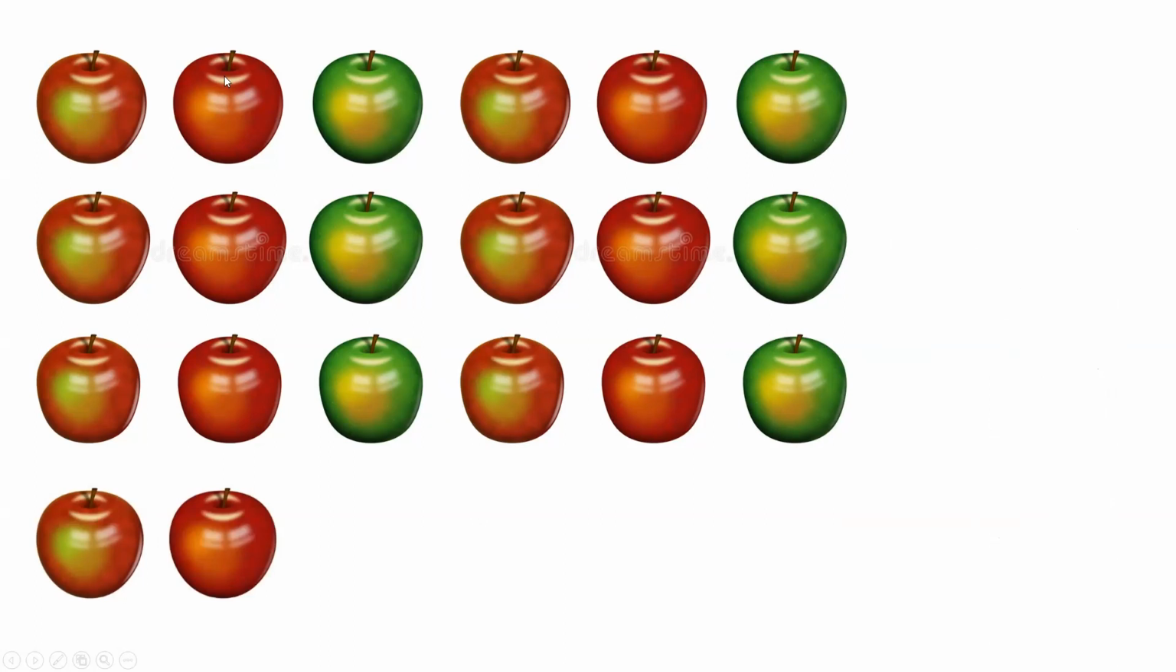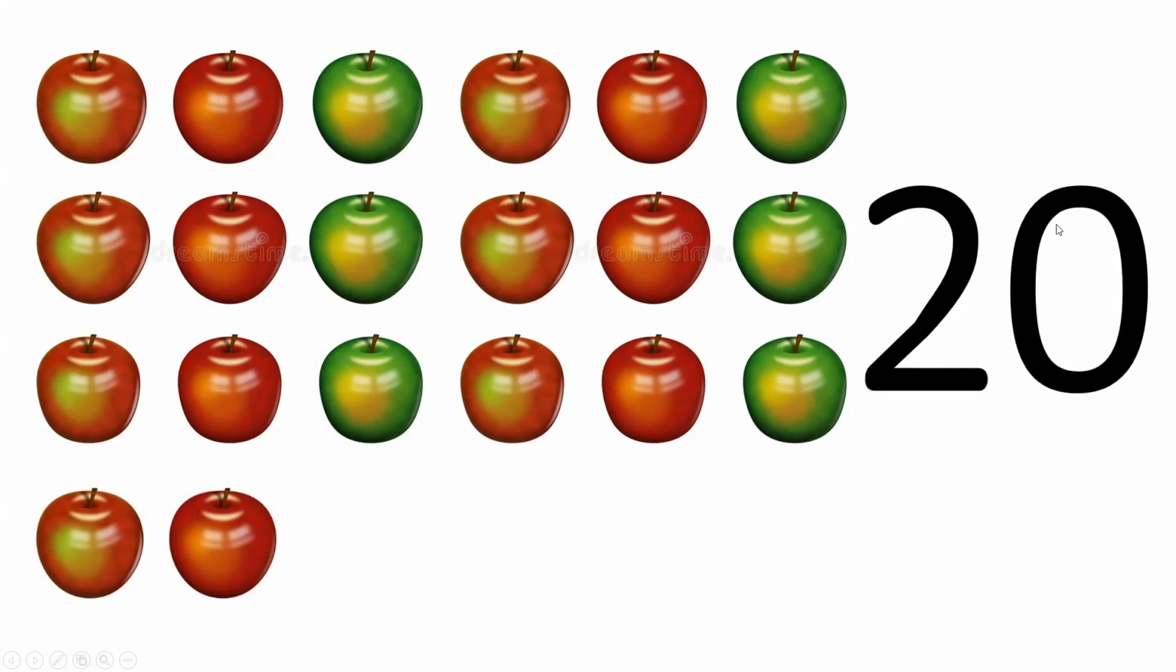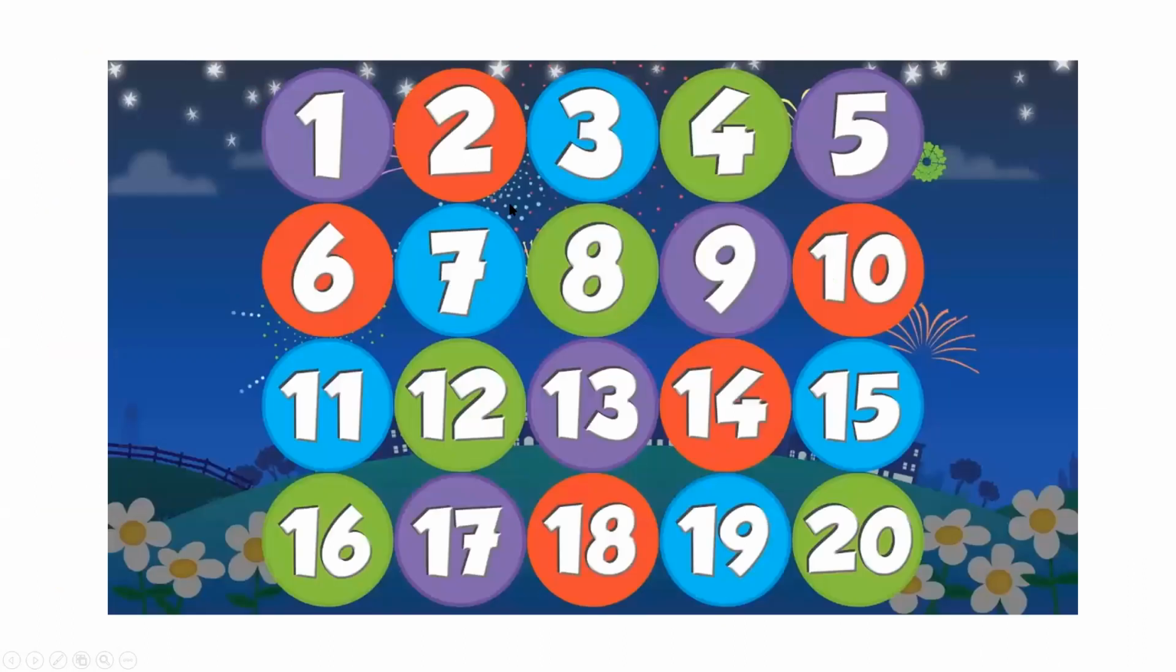Which number? 1, 2, 3, 4, 5, 6, 7, 8, 9, 10, 11, 12, 13, 14, 15, 16, 17, 18, 19, 20. Which number is this? 20. How many apples these are? 20. And which number is this? 20. Okay, now we will revise counting 1 to 20. Then we will start next number.